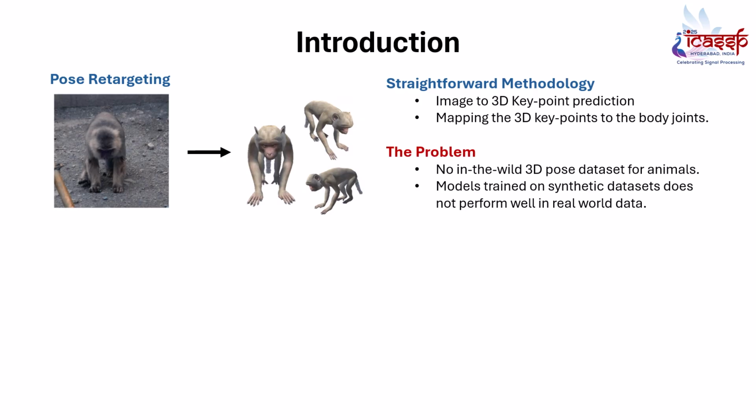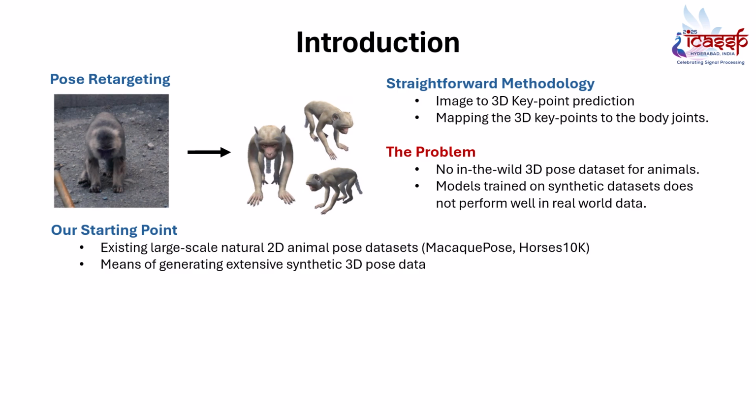Unlike humans, which have extensive motion capture data, animals exhibit unpredictable and diverse movements, making large-scale real-world 3D data collection difficult. While synthetic datasets provide abundant labeled 3D data, models trained solely on synthetic data often struggle to generalize on real-world images.